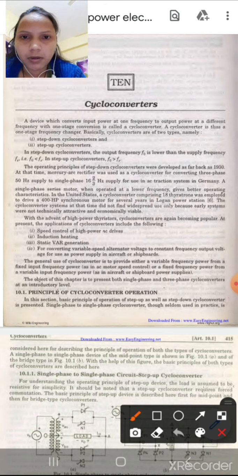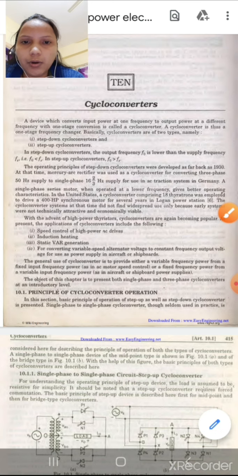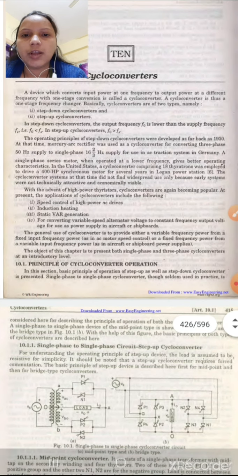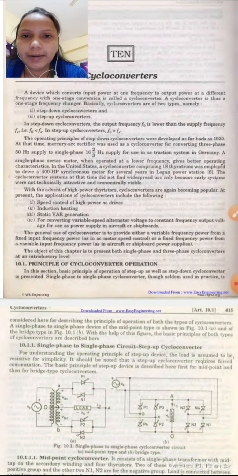In step down, the output frequency is less than the supply frequency, that means f0 is less than fs. And in step up cycloconverter, the output frequency is greater than the supply frequency, that is f0 is greater than fs. The operating principle of the step down and step up cycloconverter we will study in detail.